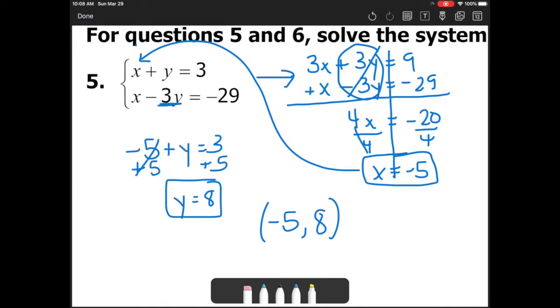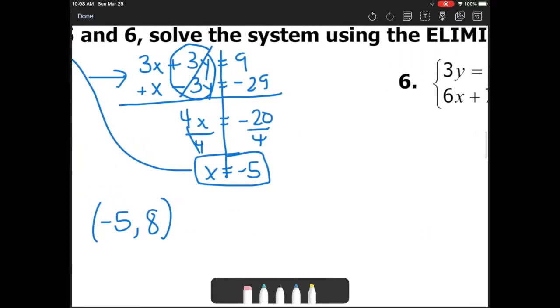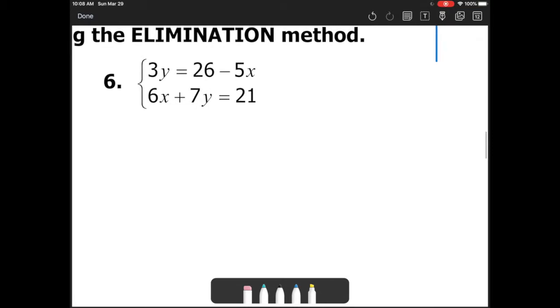All right. Check your notes if you don't remember how to do elimination. We did lots of these problems in class. Let's slide over to number 6.